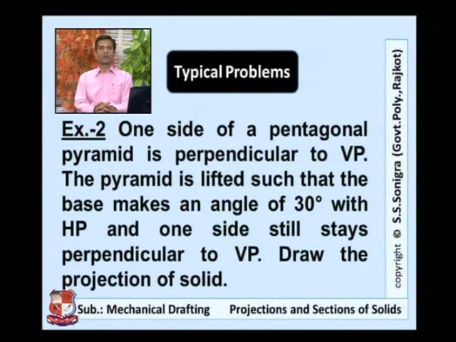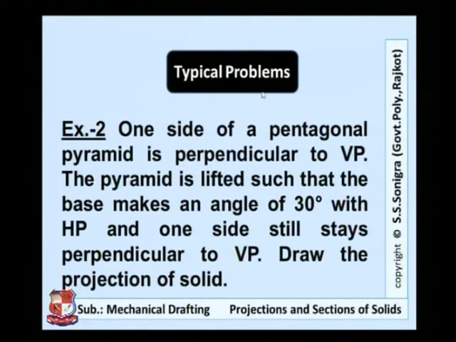So we have to draw a pentagon in the top view below the XY line such that one of the sides should be perpendicular to the XY line. After that, the pyramid is tilted such that the base makes an angle of 30 degree with the horizontal plane and one side still stays perpendicular to VP. So let me draw the solution of this problem.